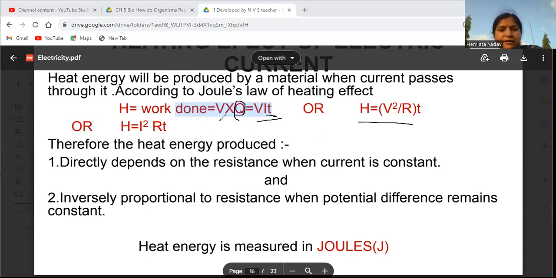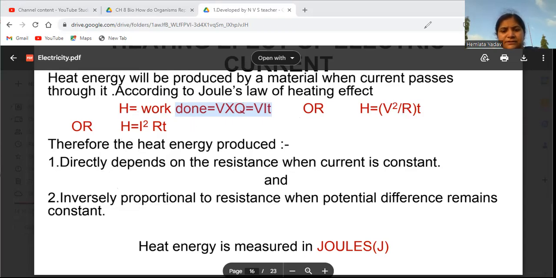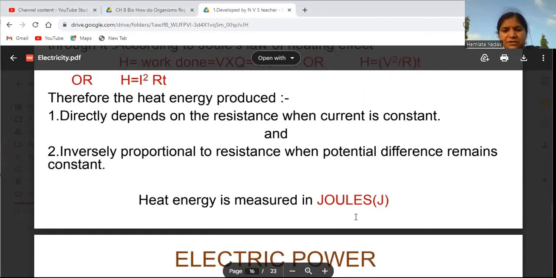We can also write it by putting the value of V in the form of IR, and we get I square RT. Therefore, the heat energy is directly dependent on the resistance when the current is constant, and inversely proportional to the resistance when the potential difference remains constant. The heat energy is measured in joules.